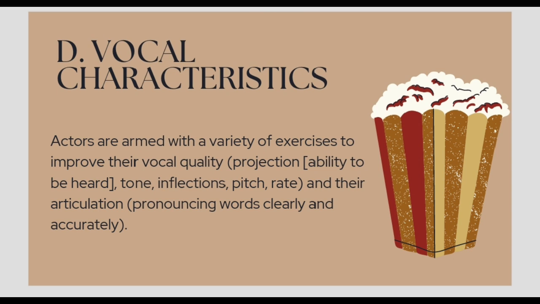D, we have the vocal characteristics. Actors use vocal exercises to improve how they sound on stage. This includes projection, or making sure the audience can hear them, the tone, or the quality or mood of their voices, inflections, or changing pitch to express meaning, and pitch, the high or low voice sound, and rate, or the speed of speaking. They also practice articulation to pronounce words clearly so that the audience understands every line.